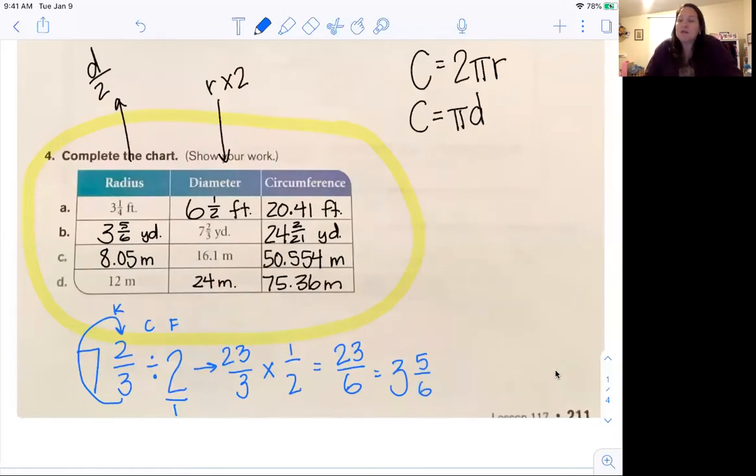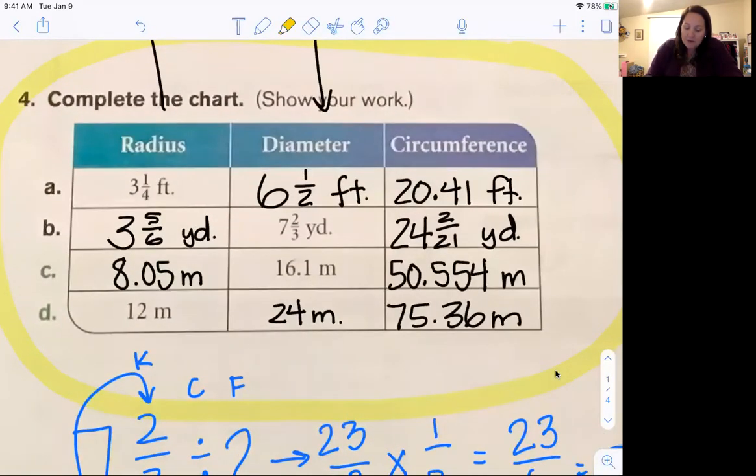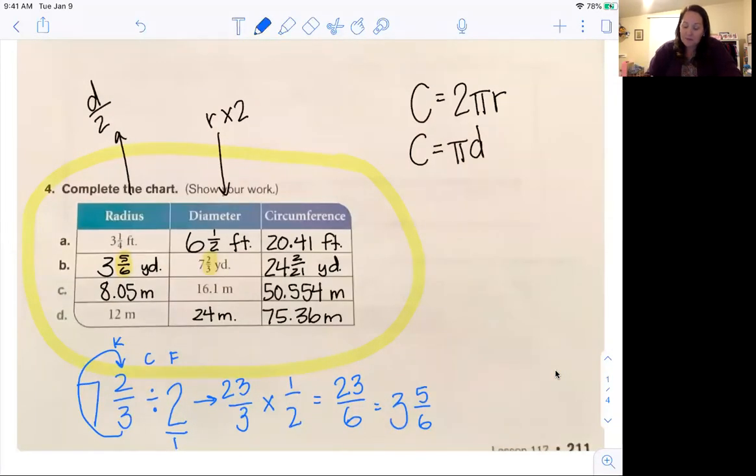Now that probably wasn't the hard part, but I want to show you guys something with letter B. If you see the fractions that you have are repeating fractions. So remember I told you when you're multiplying by pi, we use 3.14. But if you have a fraction that has a repeating decimal, like 2/3 is 0.6 repeating, and 5/6 is 0.8 with the 3 repeating, you want to use the 3 1/7. That's where that would come into play.